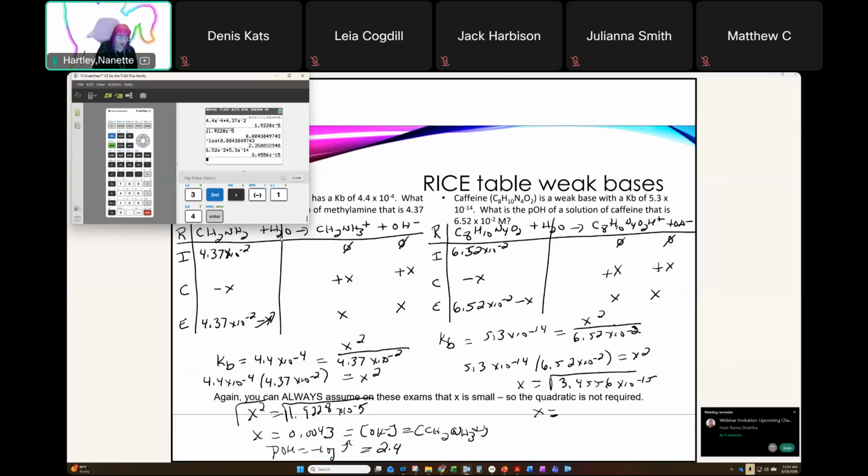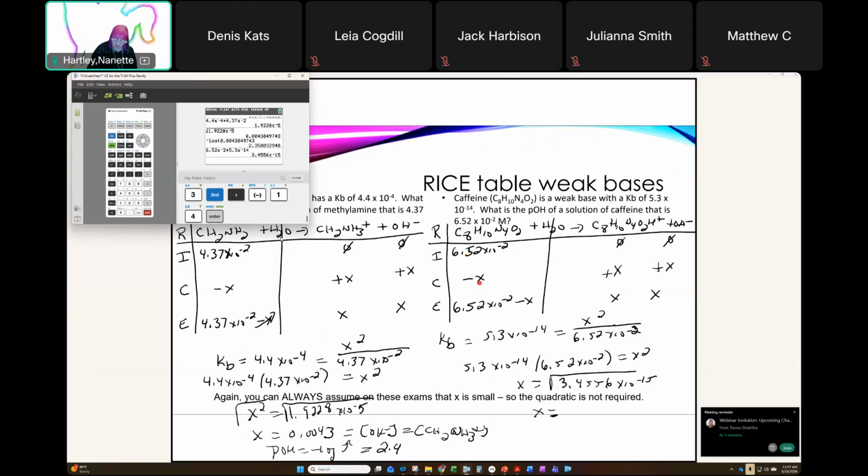So I went ahead and set up my rice table with my caffeine, C8H10N4O2 plus an H2O. It picks up a proton to give me C8H10N4O2H plus and an OH minus. I put in my initial concentration for that caffeine, which is 6.52 times 10 to the minus 2.